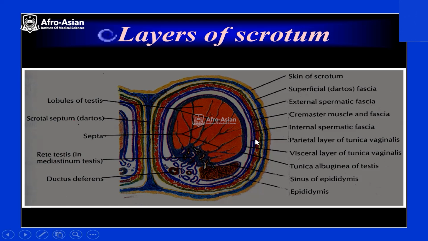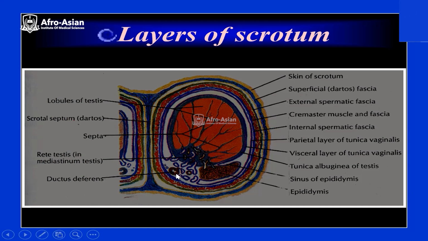Then is the brighter layer of tunica vaginalis. Then is the visceral layer of tunica vaginalis, and inside of this blue line is the tunica albuginea of testes. This is the sinus of the epididymis. This is epididymis. All of this is the sinus.